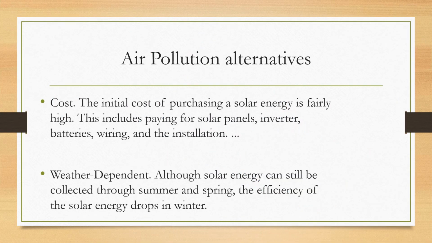Alternative 1. Solar energy. We all know that solar panels do not emit any type of greenhouse gases to the ozone, but people don't use it because of the cost of solar energy or a solar plant. The initial cost of purchasing solar energy is fairly high. This includes paying for the solar panels, inverter, batteries, wiring, and installation.